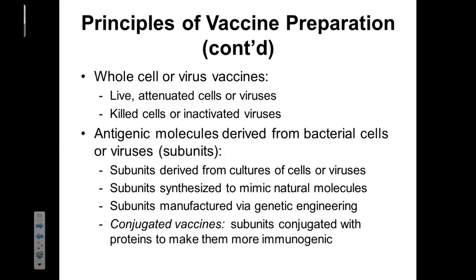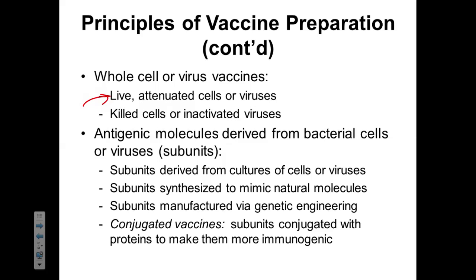So, what kind of antibodies do we use? We can use whole cell or viral vaccines, and of those we can have live, living cells or living viruses being administered, or we can have killed or inactivated viruses administered. We can also just give the antigenic molecules from the bacterial or virus cells.